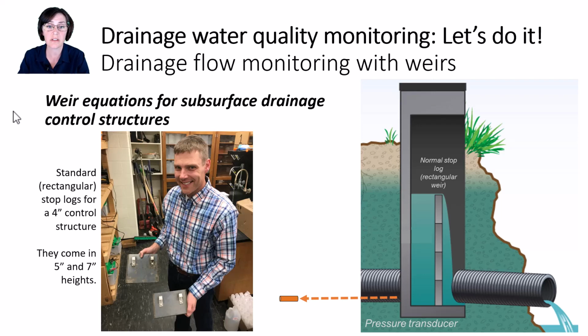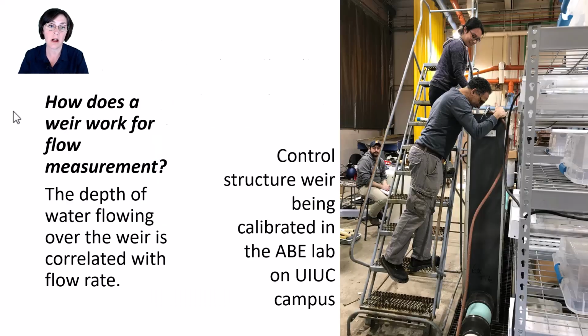In general, those limitations on the use of weir equations are valid. But for subsurface drainage monitoring, our stop logs have been pre-calibrated to act as weirs by setting up a control structure in the lab and measuring how different water depths over those stop logs correspond with different flow rates in that given setup. This allows us to develop a physical relationship that exists between the water height over the stop log and the flow rate moving through that drain pipe.